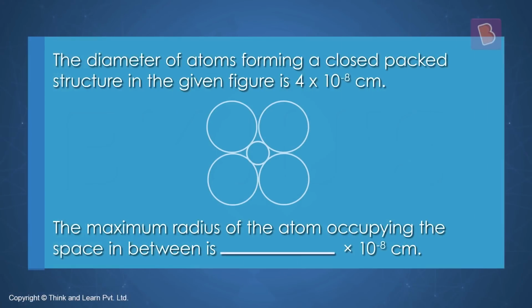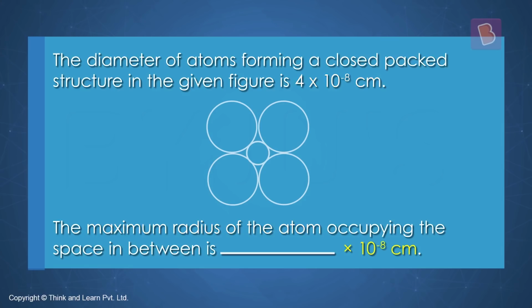Okay, numerical answer question again. You have 4 larger spheres and tiny spheres kind of squished in between them, and this length over here is given to us to be 4 into 10 power minus 8 centimeter. And we need to find out the radius of this tiny sphere, x into 10 power minus 8 centimeter. We need to find what that x value is.